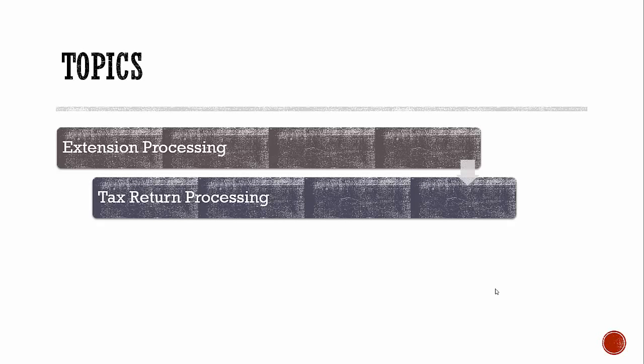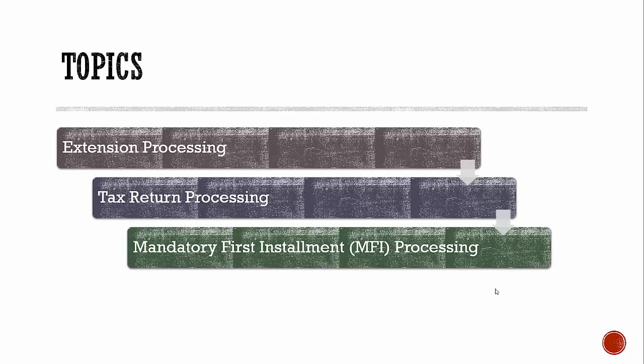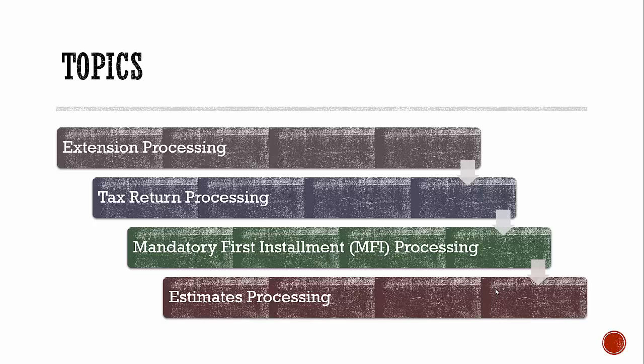I'd like to spend a couple minutes with you today going over corporate extensions, tax returns, and estimates. Before we get started, I just want to talk about the few topics that we'll be discussing. We're going to be discussing how to process extensions when they come through. We'll then talk briefly about how to process tax returns. We'll also talk about the new mandatory first installment process, which came into effect in 2016. And lastly, we're going to talk about processing estimates with your corporate tax returns.